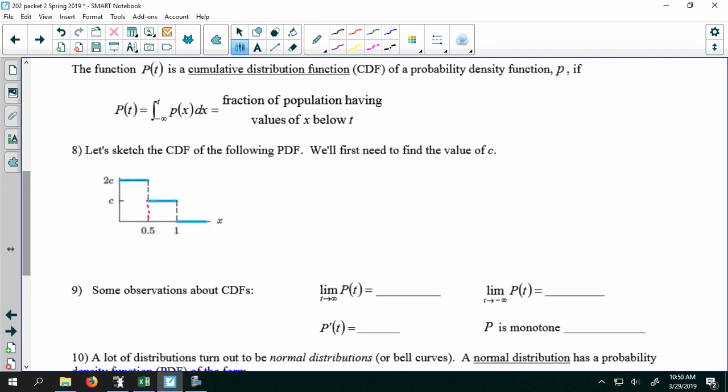So I'm going to break this into 2 rectangles. This first one, its area is 1/2 for the base, and the height is 2C. And then add the area of the next one. Its base is 1/2 and its height is C, and that has to equal 1. The area under the curve has to be 1 for it to be a PDF. And then when you solve for C, you get 4/3.